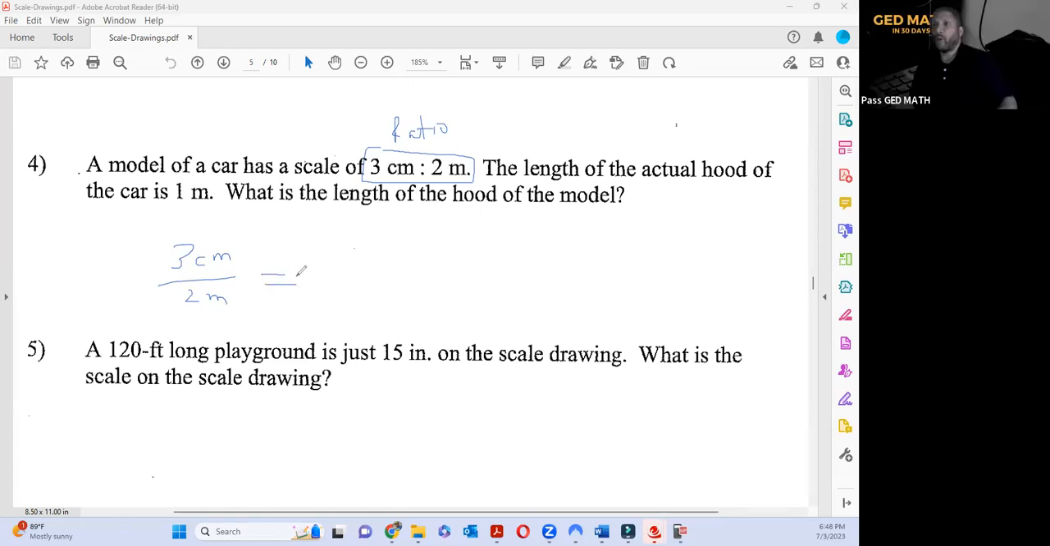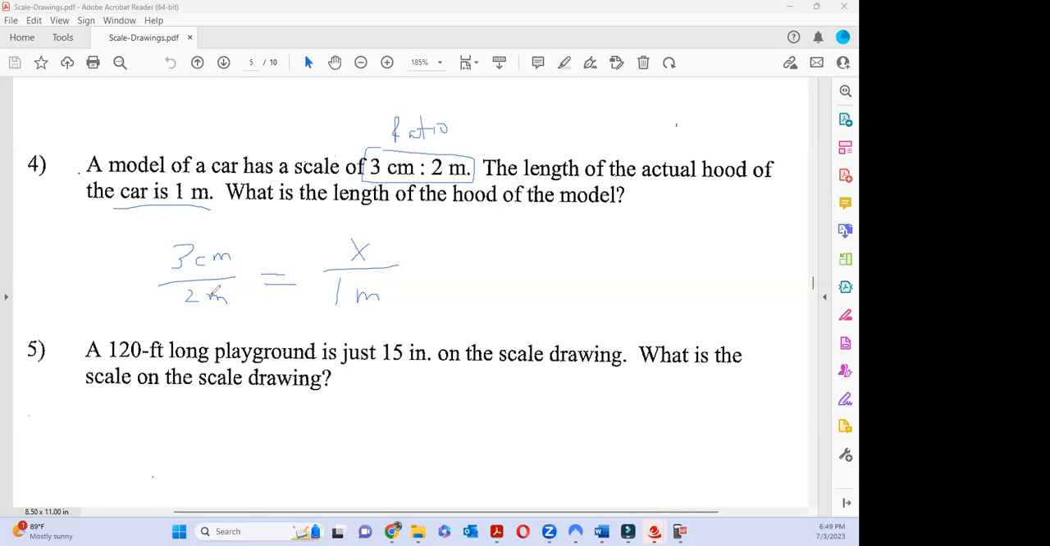What else do we know? We know the car is 1 meter. Where's that 1 meter going to go? Is it going to go to the top or the bottom? It should be going on the bottom. It's going to match up with the 2 meters, right? Meter to meter. So that 1 meter is going to go on the bottom. This is the unknown.